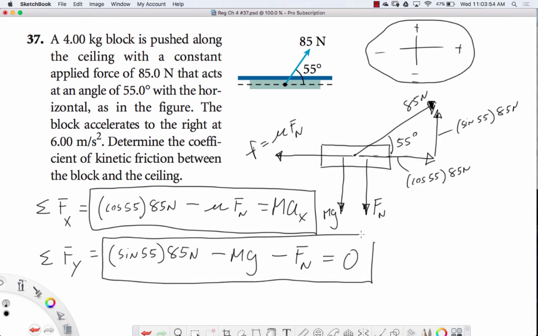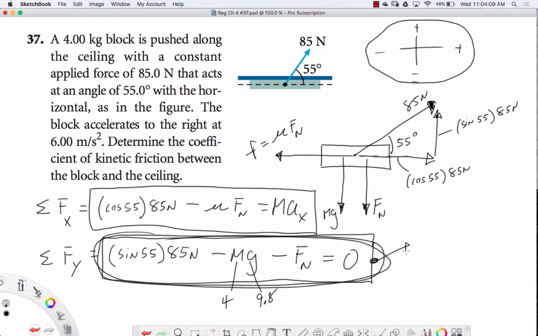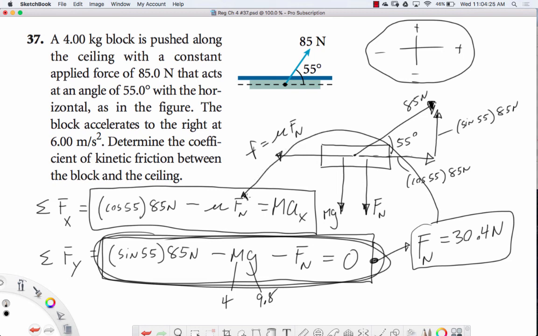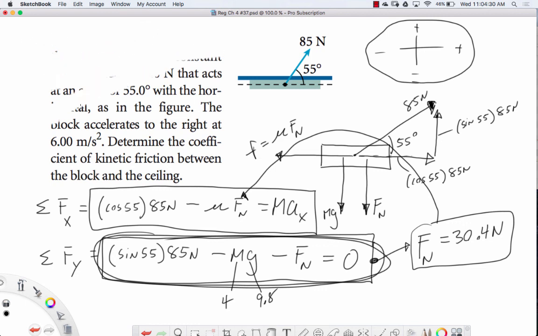Now, the rest of this problem is algebra. We know m. M is 4. Gravity is 9.8, right? So we can take this equation here and solve it for what? Normal force. And when you do that, normal force comes out as 30.4. That's just algebra. Okay? Take this normal force, plug it in here, right? And then once you do that, we can solve for mu.